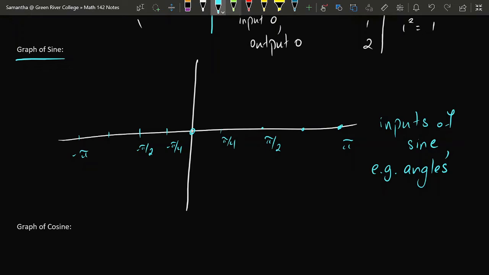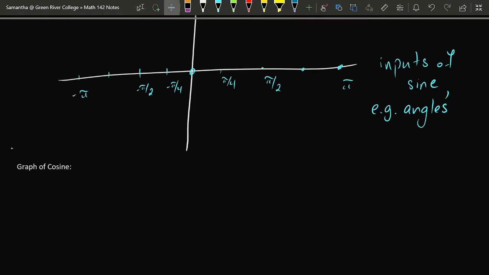What is on the vertical axis? The vertical axis contains outputs of sine. The vertical axis contains y values on the unit circle corresponding to all these different angles.